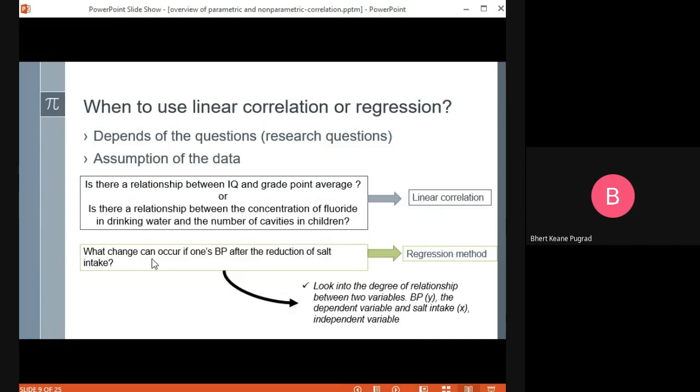Okay, so in this question, we are looking into the degree of relationship between two variables. So what might be the result, the BP, is the value of y, which is the dependent variable, and the salt intake is the independent variable. So with this one, since we are looking into a direct cause or causation, then that's your regression method or regression analysis.